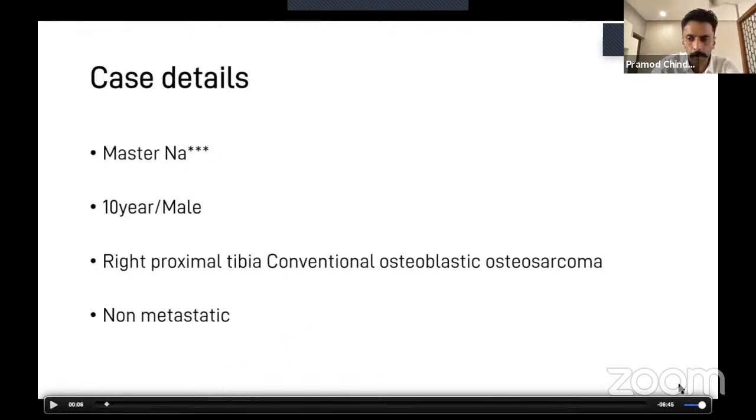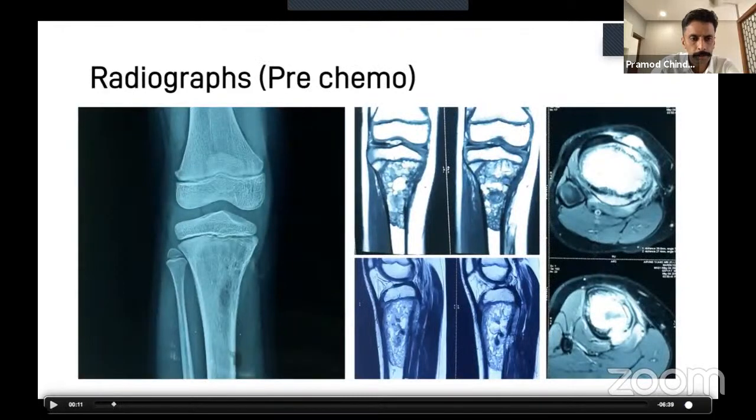And all is well. So we started. Can you see the video? Yeah. So this is the X-ray, MRI, and the clinical pictures. So I think I'll stop here.